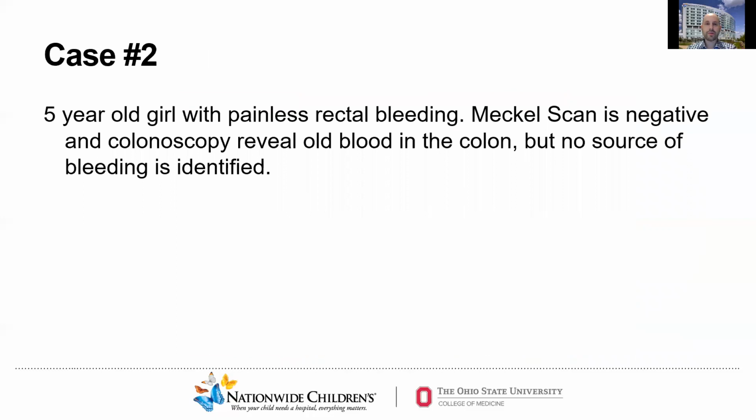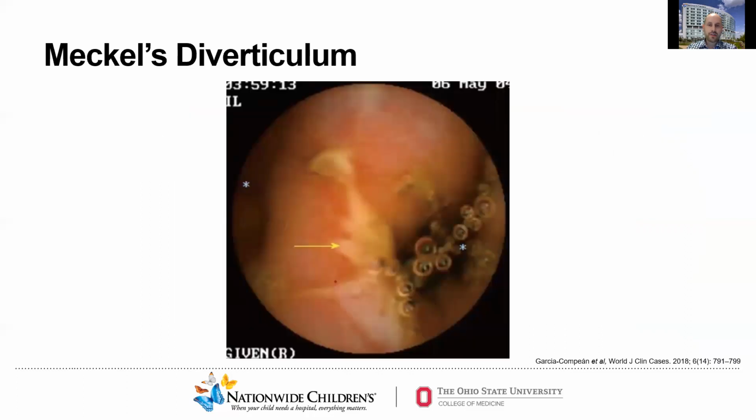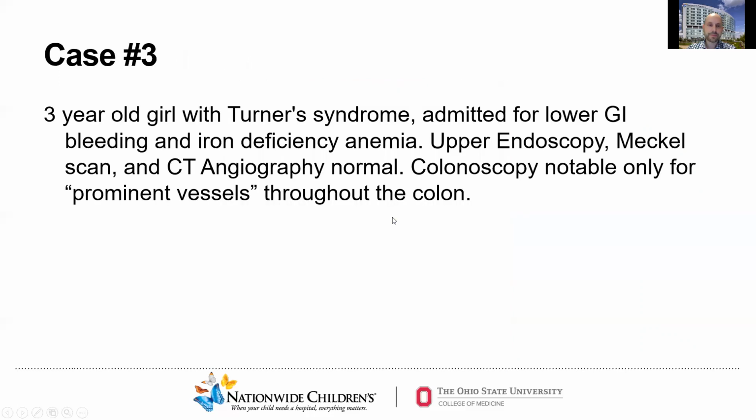Case number 2 is a 5-year-old girl with painless rectal bleeding. She had a negative Meckel scan, and her colonoscopy revealed only old blood in the colon, but no source of bleeding was identified. So this turned out to be a Meckel's diverticulum. The Meckel scan, while a very good test for diagnosing Meckel's diverticulum, was negative in this case, a false negative. So what gives this away on this capsule endoscopic image is that there are 2 lumens denoted by the asterisks. One is the lumen of the diverticulum, and the other is the actual lumen, and also the ulceration around the diverticulum lumen. So this is a Meckel's diverticulum.